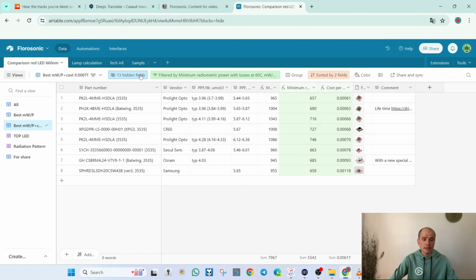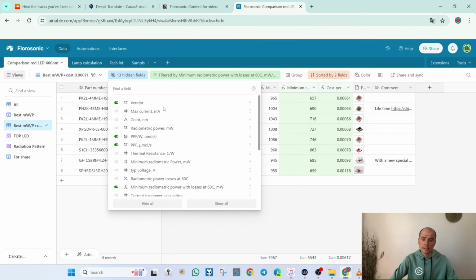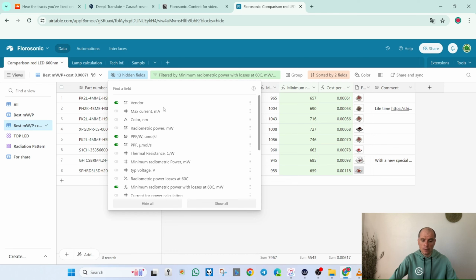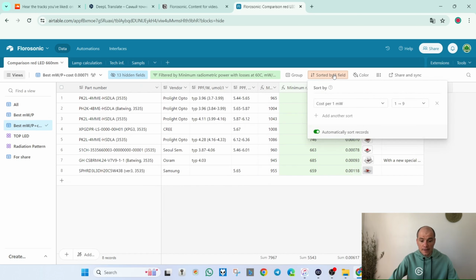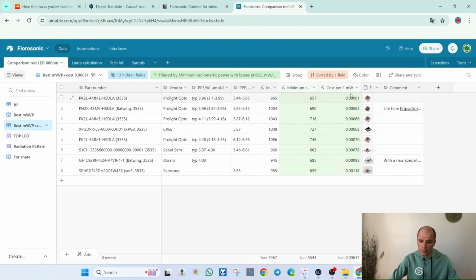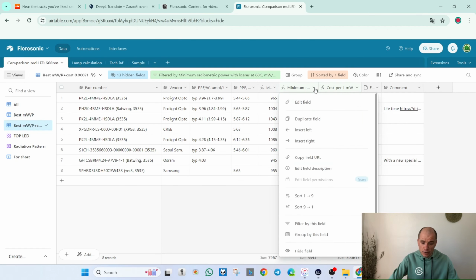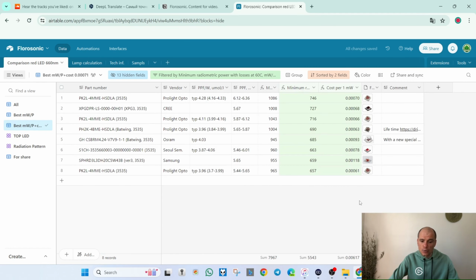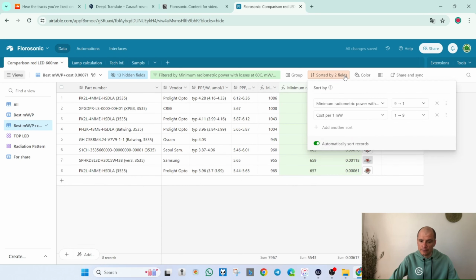And I hid a lot of fields to make it easier to analyze the main parameters. In my Telegram channel I sent a link to this table where there are all LEDs and you can make any filters and sorting at your choice. I did a sorting by cost per 1 milliwatt, starting with the lowest. You could change the sorting and see which LEDs are the most efficient. But I want to keep the sorting by cost.